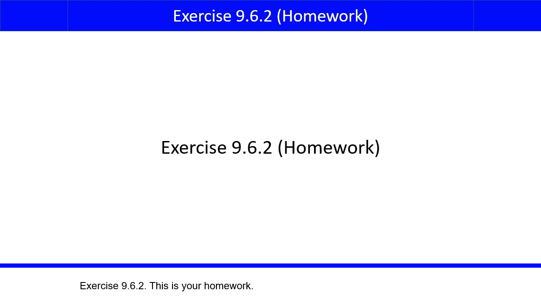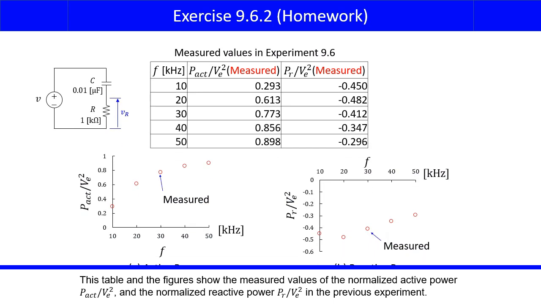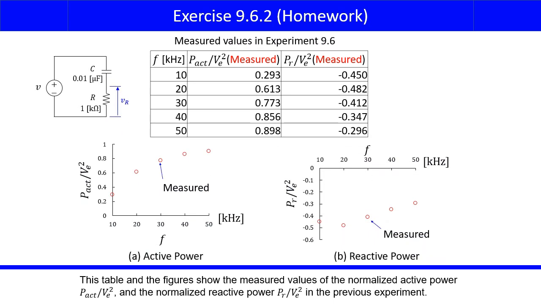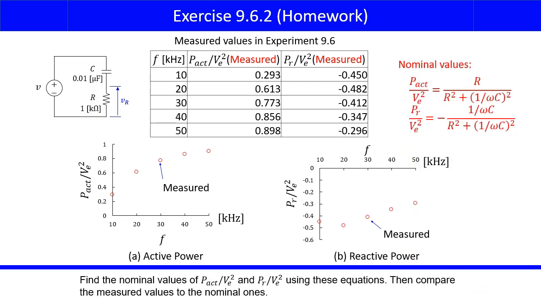Exercise 9.6.2. This is your homework. This table and the figures show the measured values of the normalized active power, and the normalized reactive power in the previous experiment. Find the nominal values of P act over VE squared and PR over VE squared using these equations. Then compare the measured values to the nominal ones.